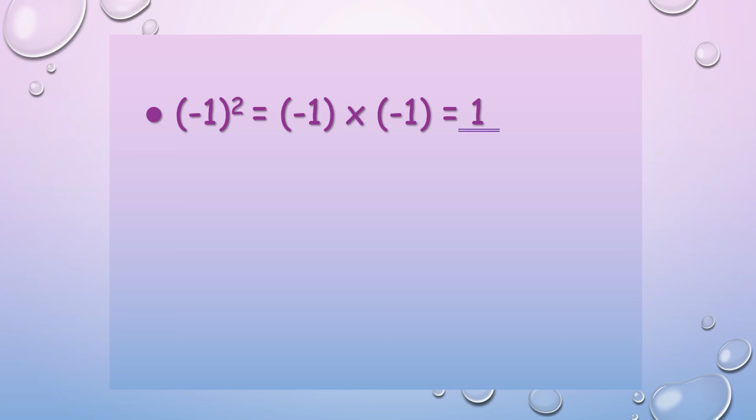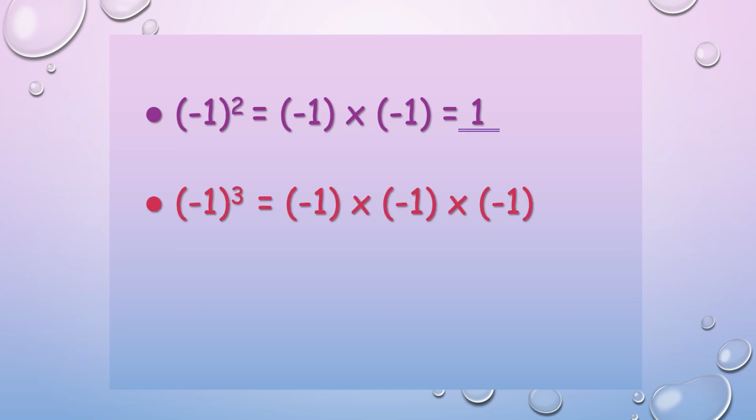Let's take minus 1 to the power 3. So it is minus 1 multiplied by minus 1 again. And here it is positive 1, multiplied again by minus 1. So positive 1 and negative 1. So the answer is minus 1. The answer is negative.